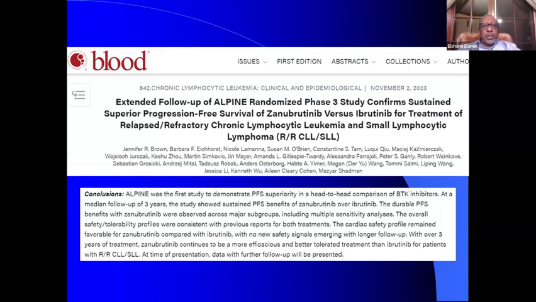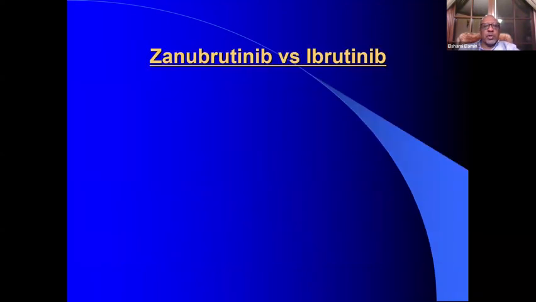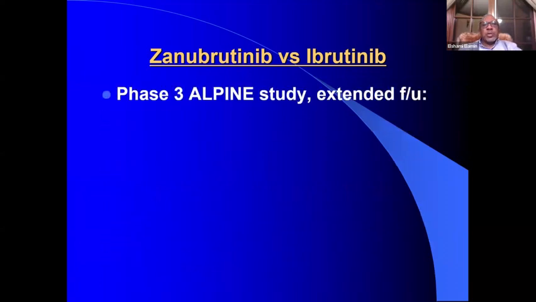This is a study published in Blood. It was the ALPINE study. It was a randomized phase 3 study. They compared zanubrutinib, or Brukinsa, versus ibrutinib, Imbruvica, for treatment of relapsed or refractory CLL. And here is the conclusion of it, but I summarized it here, but that's easy to read. So zanubrutinib, which is Brukinsa, versus ibrutinib, this is just the outline of the study.